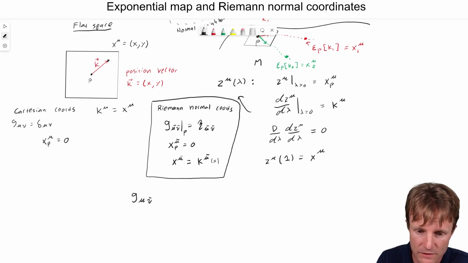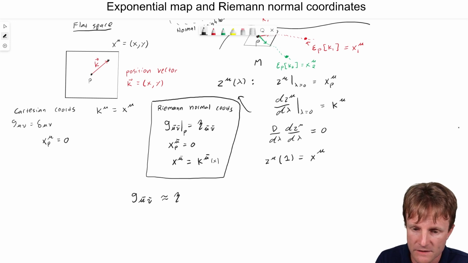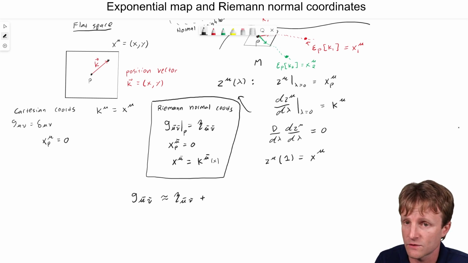The next thing we're going to show is that near the point P, the metric in Riemann normal coordinates is equal to eta mu nu plus, now if you Taylor expanded, you'd have a linear in x term with metric derivatives in front, but the metric derivatives we're going to show are 0 at P, and so actually the first correction is going to be order x bar squared.